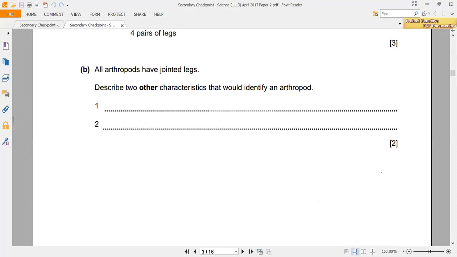Again, point number B. All arthropods have jointed legs.